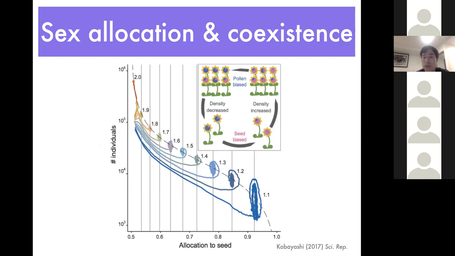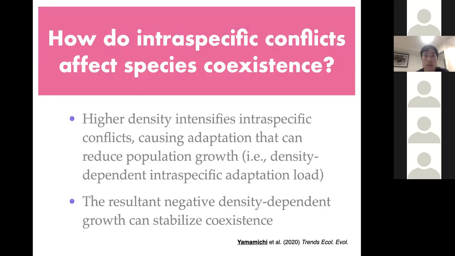And actually, there was a study showing this kind of coexistence with sex allocation by using individual-based modeling as well. So as a conclusion for the first study, we asked how do intraspecific conflicts affect species coexistence? And we answered: higher density intensifies intraspecific conflicts, causing adaptation that can reduce population growth. This is what we call density-dependent intraspecific adaptation load. And this results in negative density-dependent growth and stable coexistence.